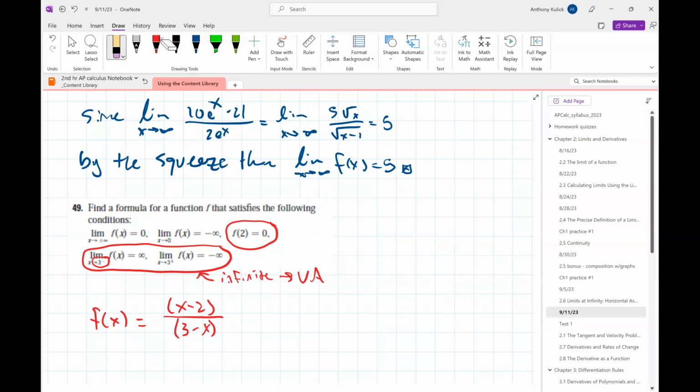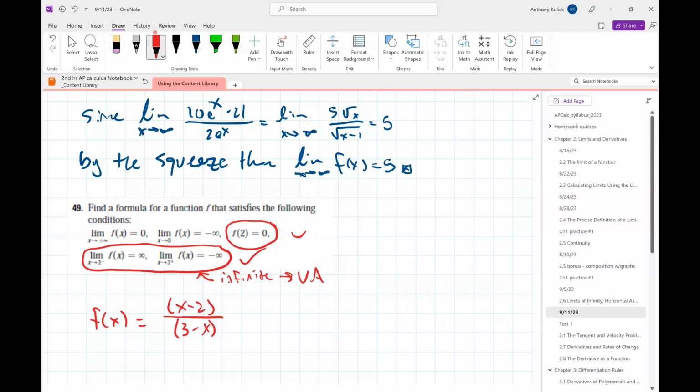Well, because now if I take a number that's a little less than 3, like 2.99999, we're going to get a positive thing in the denominator, which is going to go to positive infinity, right? So I have to be a little bit careful there, but just a little bit. So that part's done.